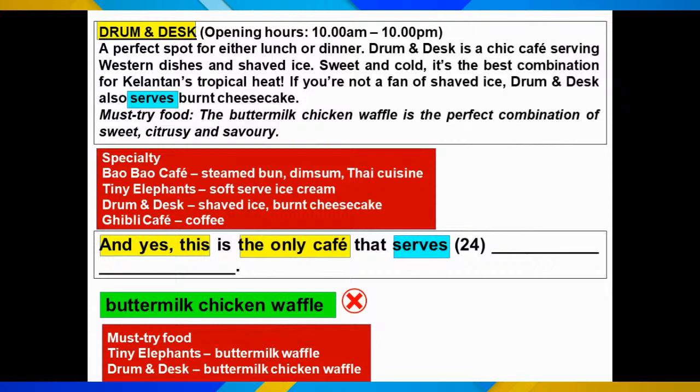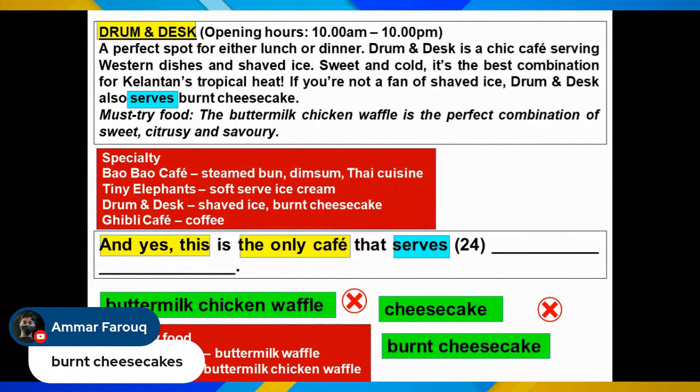Okay, so how about cheesecake? Can we accept cheesecake? Is it the same as burnt cheesecake? Burnt cheesecake, huh? Oh, cheesecake, then got the bakar, right? Nice, very nice. So cheesecake is wrong, right? No, the answer is not cheesecake. The answer is what? That's good. Muhammad Shah. And Ahmad Farouk, you got the correct answer. Very good. So burnt cheesecake is correct.